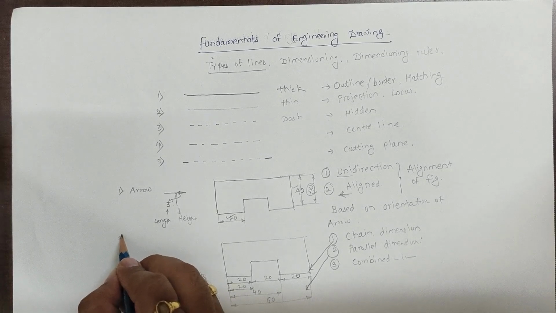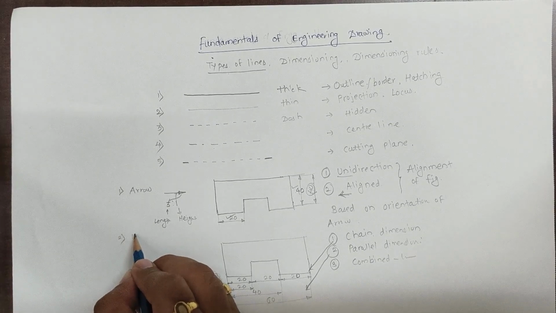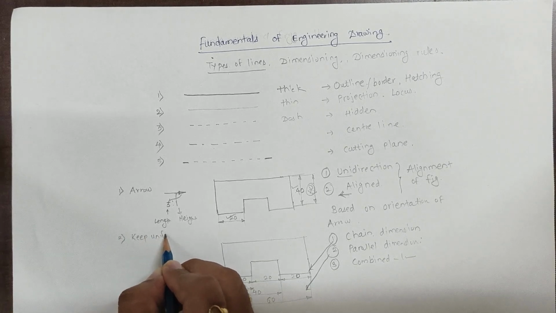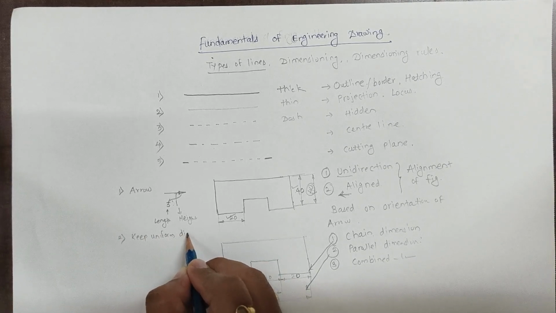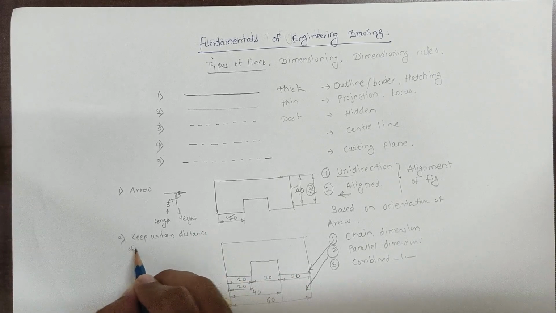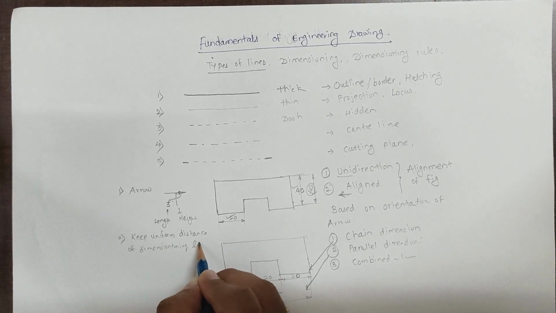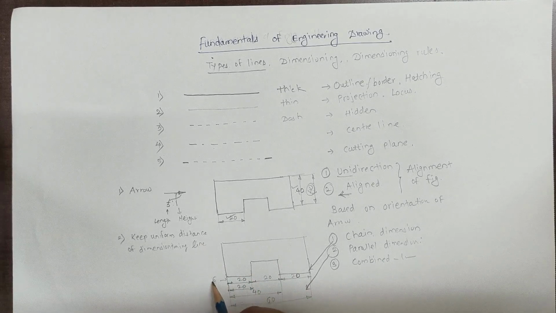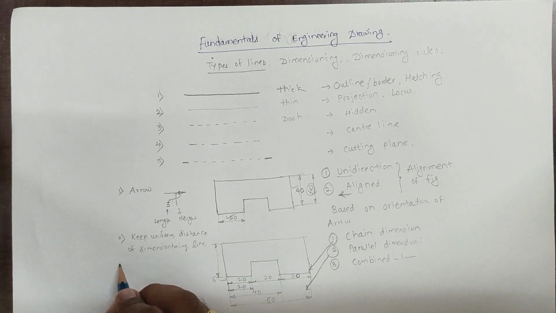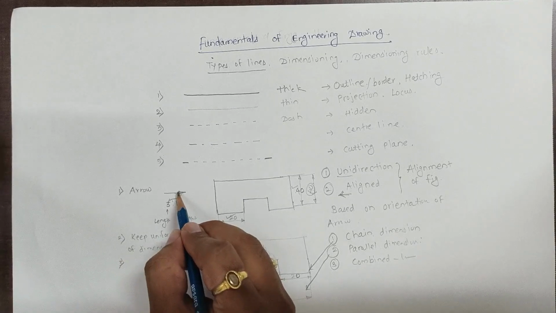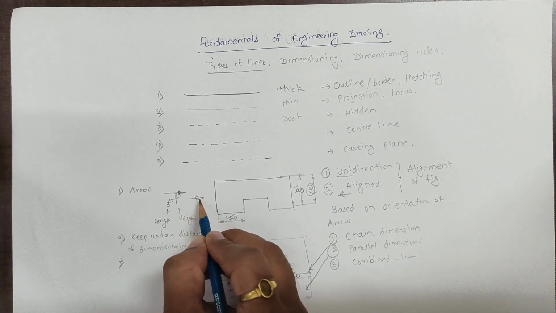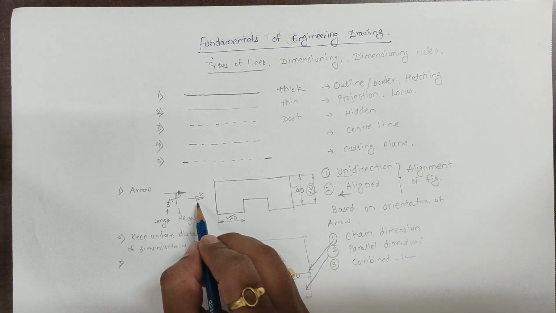Okay, another rule is that you have to keep a uniform distance from the object. The uniform distance of the dimensioning line from the object must be uniform. Suppose here if you take 6 mm, here also you have to take a distance of 6 mm. So a uniform distance must be followed for a dimensioning line. Another rule is that the arrow must be solid, not hollow. This is wrong. It must be a solid arrow.